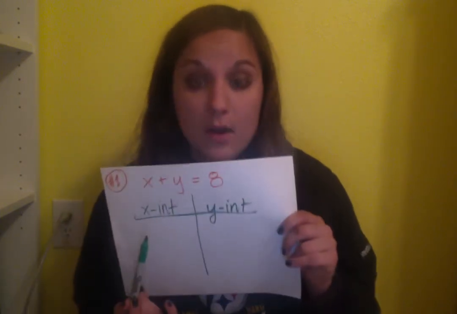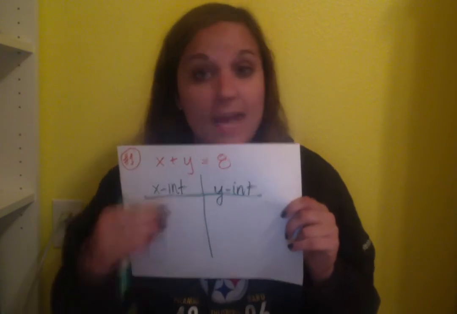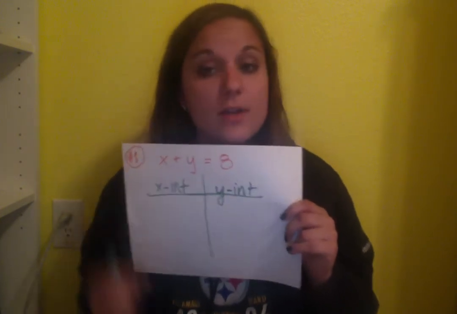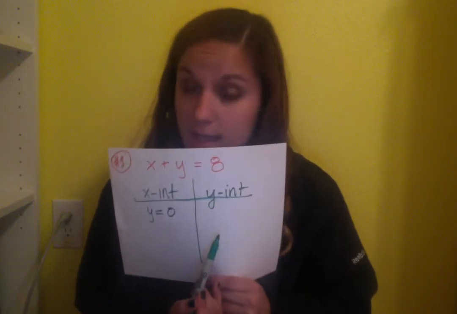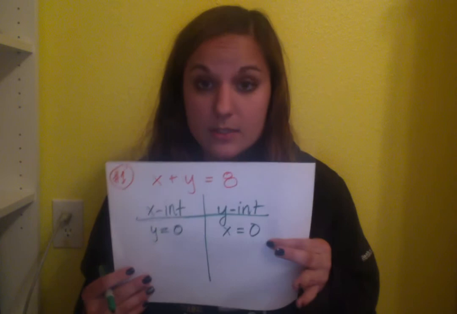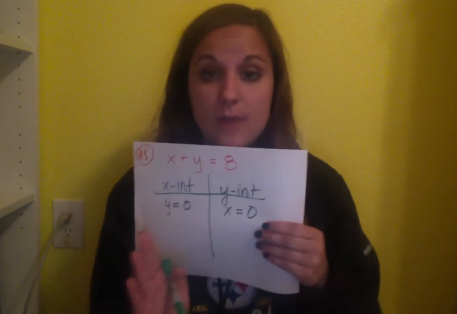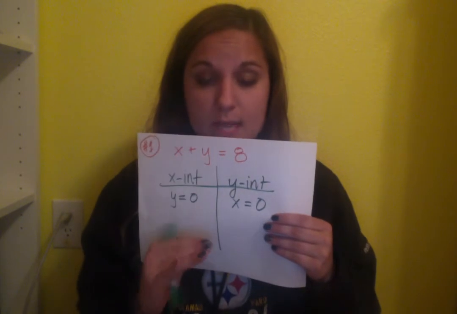Okay? I know that whenever I'm trying to find the x-intercept where it crosses the x-axis, it's not moving up or down at all. So I know that y is always going to be 0. So when I'm trying to find the x-intercept, y is 0. On the other hand, when I'm trying to find the y-intercept, x is always going to be 0. We know that this is true because for the y-intercept, we're not moving left or right at all. You're right in the middle, so you're only moving up or down.